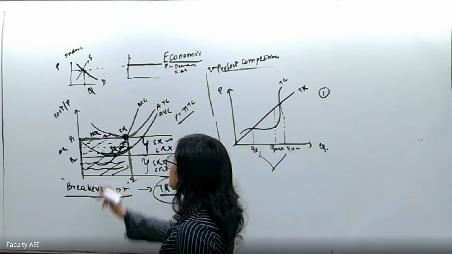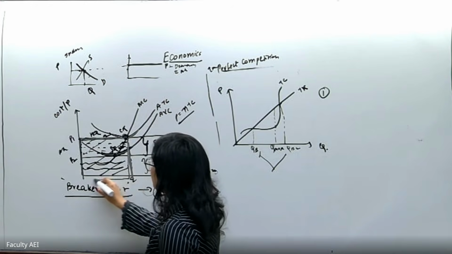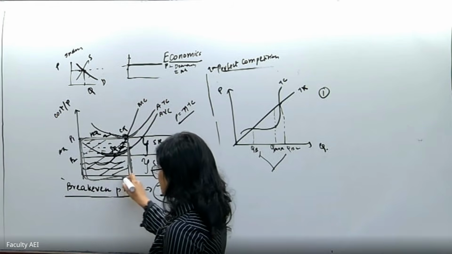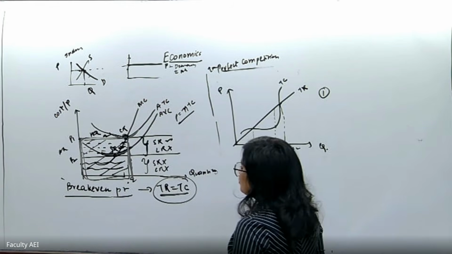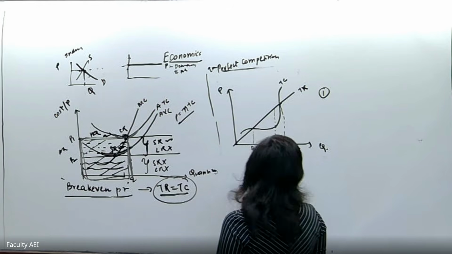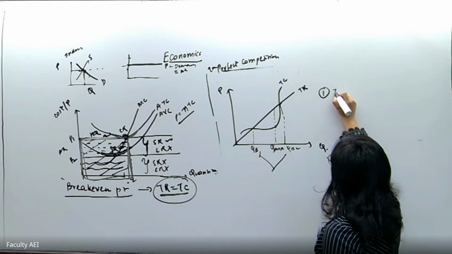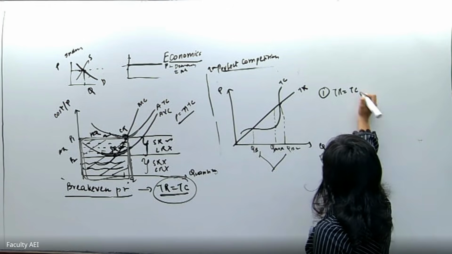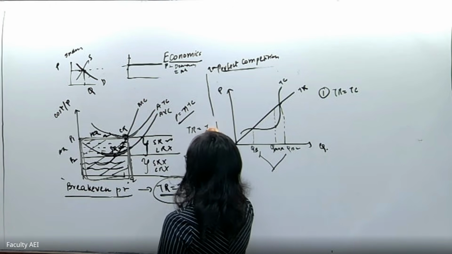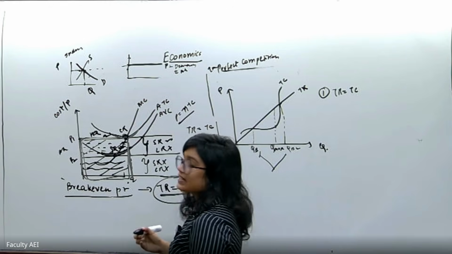Why? Because here, what is the total revenue? Price times Q, and total cost, again, would be average total cost times Q. So here we had a rectangle sort of situation, but here we don't have that. So our break-even point here would be total revenue equal to total cost. This is the general condition.